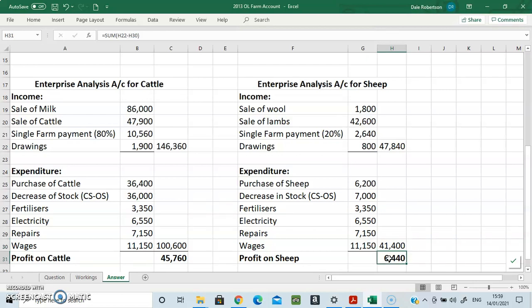Now, at a glance, we can see that the cattle is a much more profitable enterprise than the sheep, several times more profitable. So it's almost like departmental accounts. It gives you that insight into which is most profitable. When we get to the higher level questions, we'll be doing a part C, which will be a general profit and loss, where we combine both of those individual enterprises into the incomes of the overall farm. And you will also have overall expenses to take away. But we'll look at that in the next video.